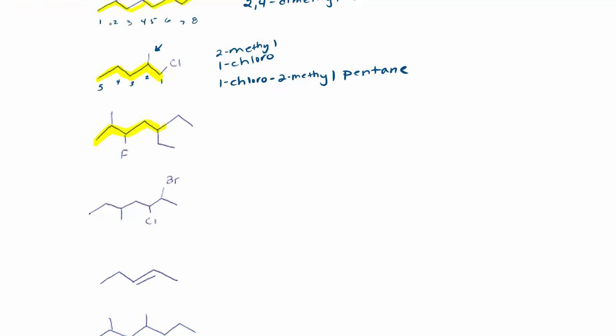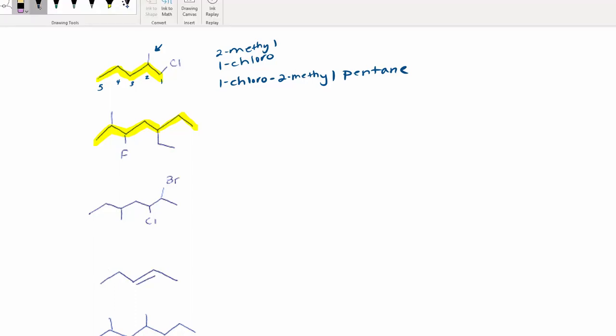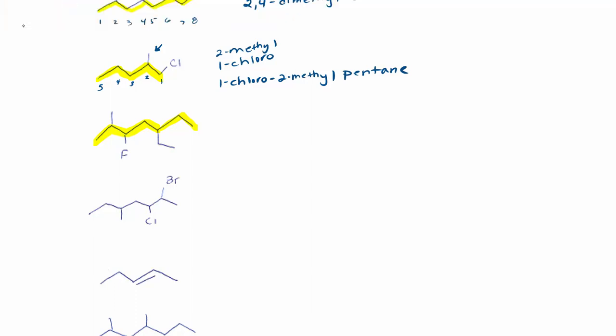Now, which way do we go? Do we go up here or do we go down here? And the answer is it doesn't matter because they are the same length. So one of those is going to be a substituent and the other one is going to be part of the backbone. And it doesn't matter which one. So I number to find out how many carbons I have. I have 7. That means my parent chain or my backbone is a heptane.